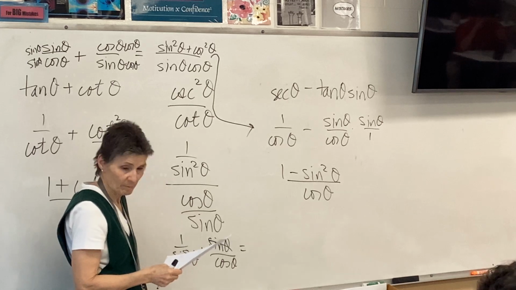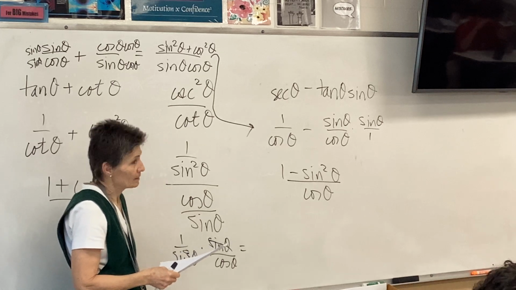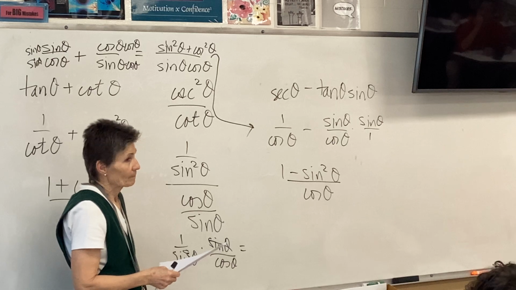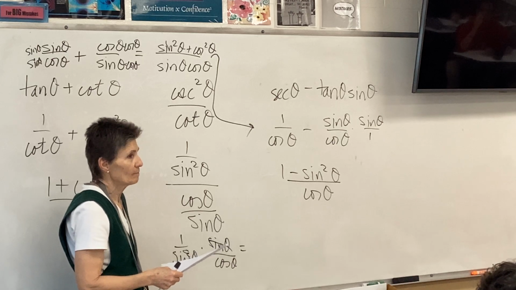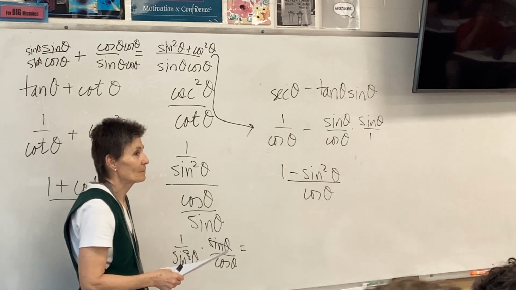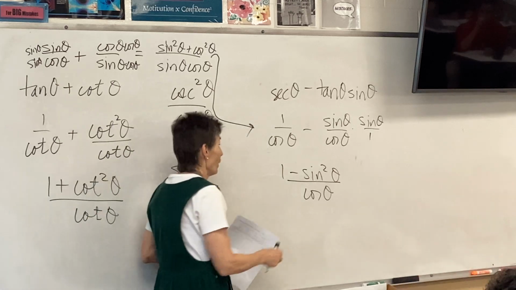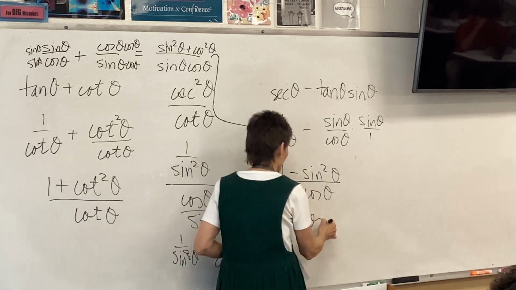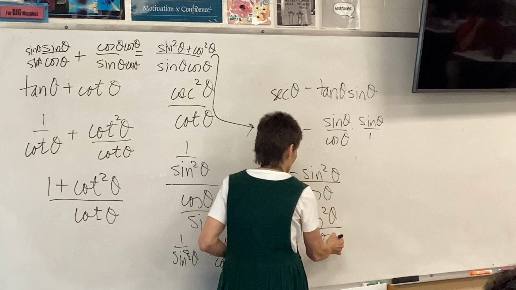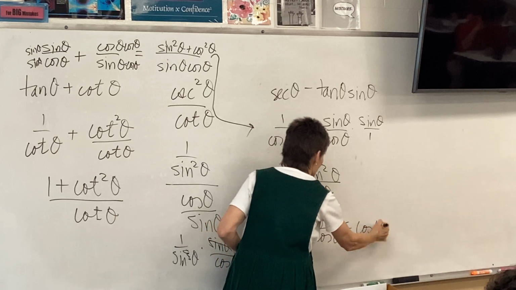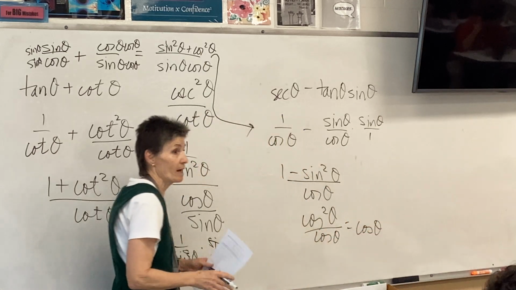And so we are on problem 5. Does anyone notice anything? Avery? 1 minus sine squared is cosine. Exactly. 1 minus sine squared is cosine squared. So this one simplifies just down to cosine.